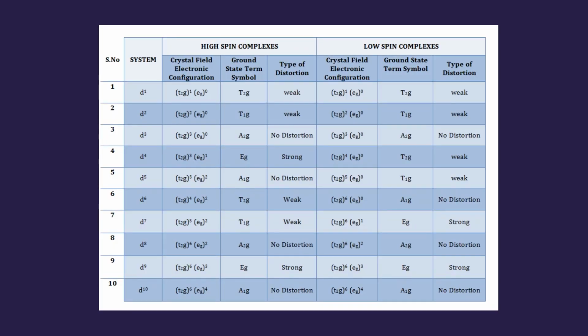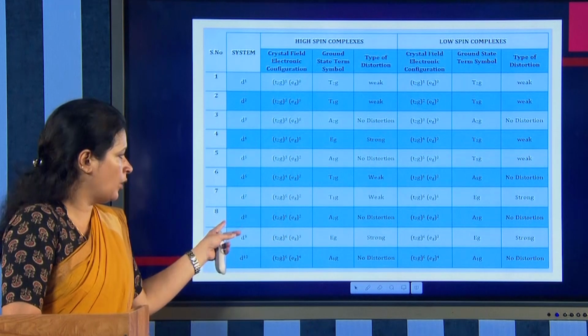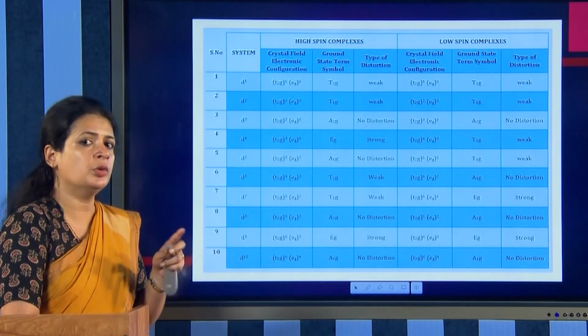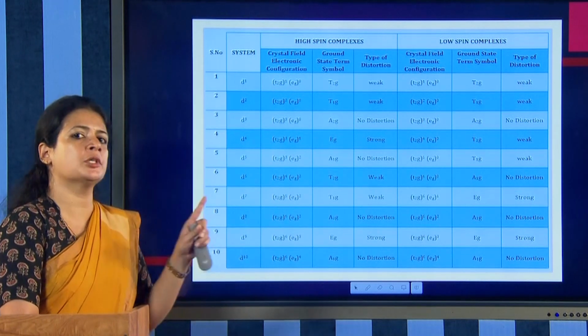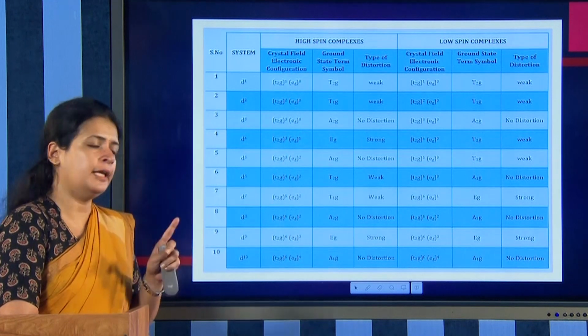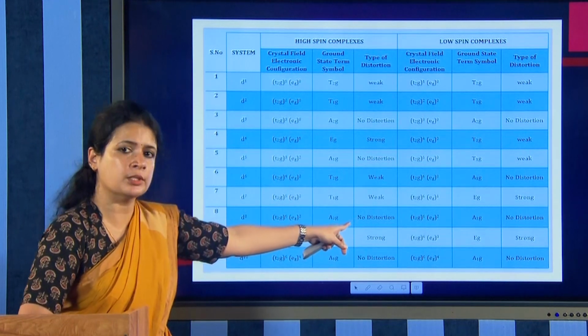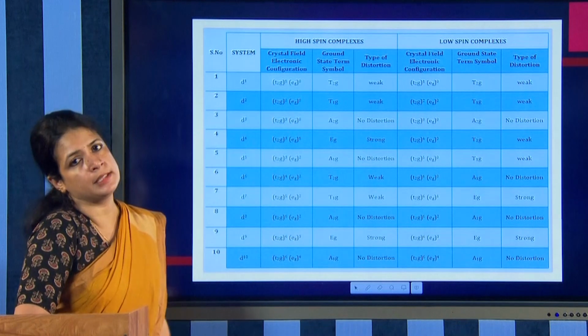And now moving to the d8 system. d8 means after the 7th occupancy, for the 8th electron, it does not have any option of choosing. So, there cannot be any distortion because the 8th electron should occupy the t2g orbital only. There is no option for that 8th electron. That is why no distortion is there in the d8 high spin complex.